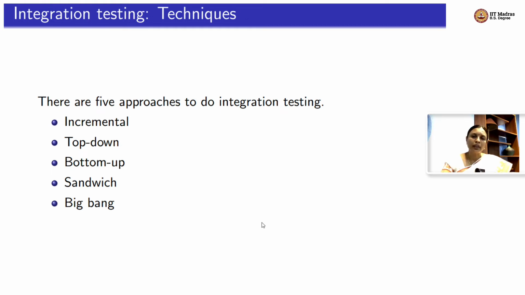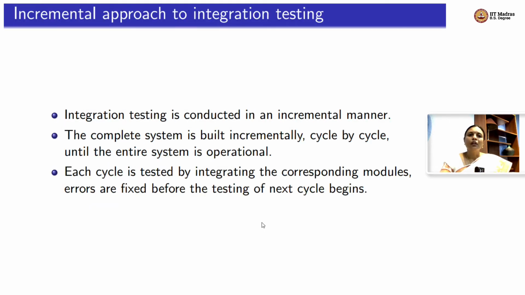Broadly, based on the organizations that exist, these are considered the 5 broad categories of doing integration testing. 4 actually, because incremental testing can either be top-down or bottom-up. These are subcategories of incremental testing. And then we have sandwich testing and big bang testing, which are more or less the same. So what is an incremental approach to integration testing? The word incremental says you do it one at a time, and as you do, you make progress with the testing. So integration testing is conducted in an incremental manner.